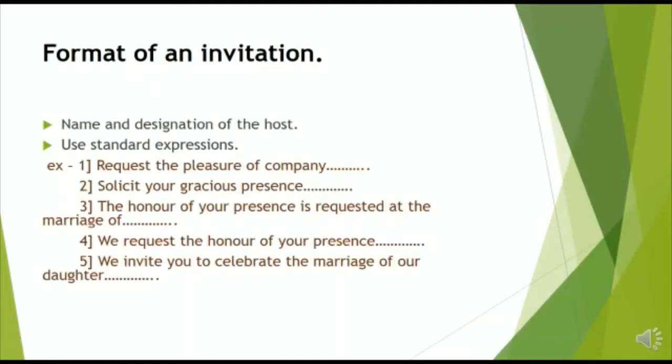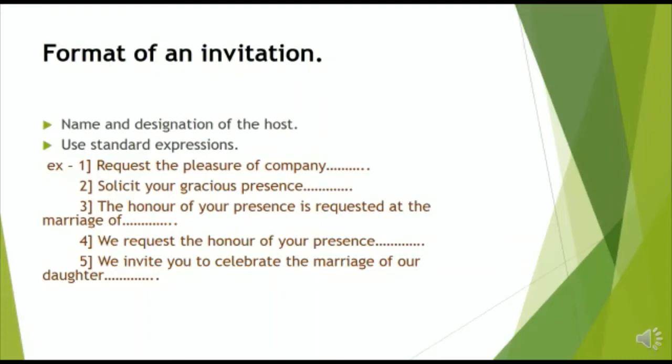Format of an invitation. Now we move on to the format of an invitation. You should include the following points. Number 1, name and designation of the host. That means who is going to hold the function or event. 2, you have to use the standard expressions. Here are some wording ideas.